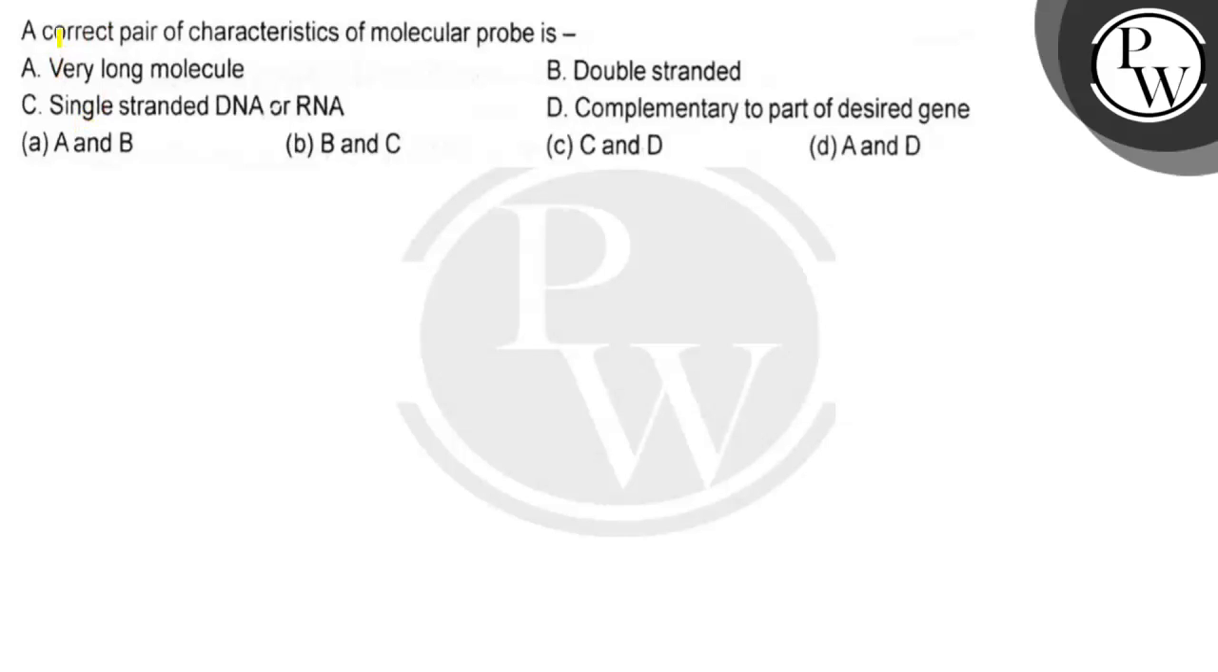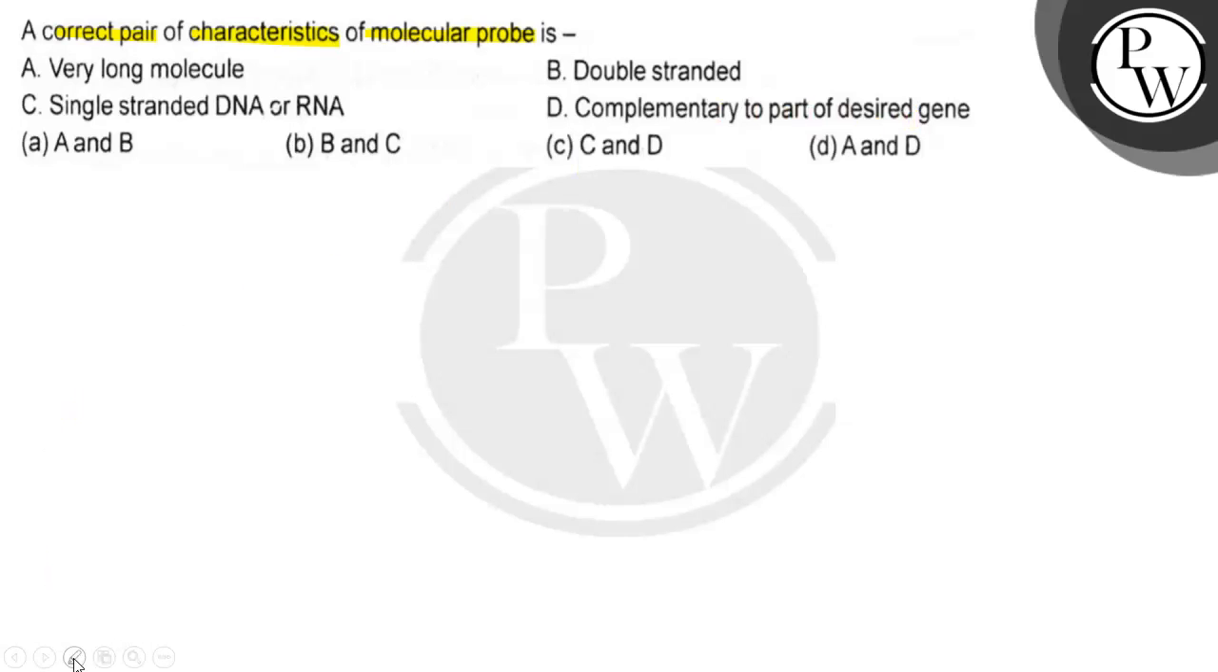The question is saying that a correct pair of the characteristics of the molecular probe is. Okay, हमें molecular probe के characteristics के बारे में बताना है. The options given here: the probe is a very long molecule. It is double-stranded. It is single-stranded DNA or RNA, and the D is saying that it is complementary to the part of desired gene. Fine.